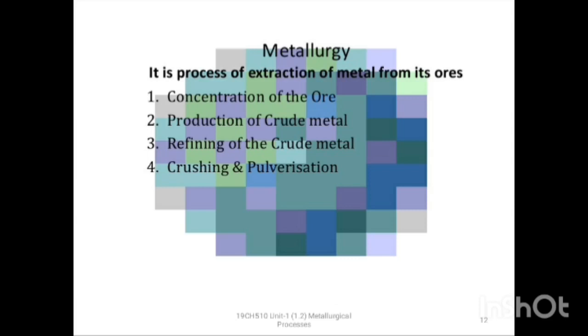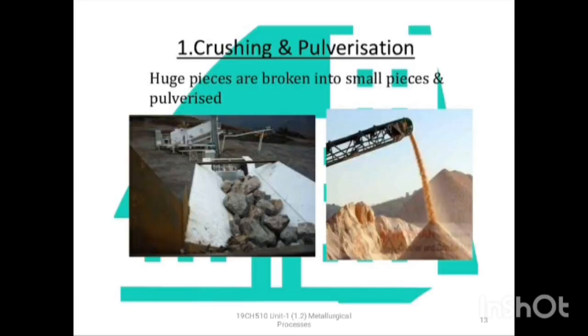Metallurgical processes. In the previous slides I told 3 main processes. One is ore concentration, then from the concentrated ore we extract the metal, and then refining the impure metal into a pure form. In addition to that, another step is crushing and pulverization, in which huge pieces of the minerals are broken into small pieces. This process is called crushing and pulverization.